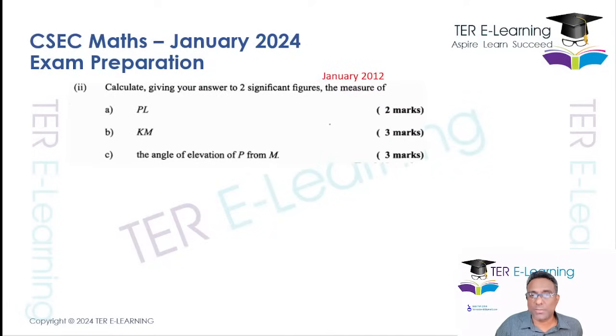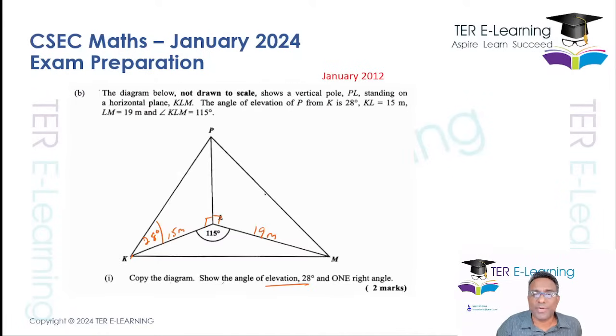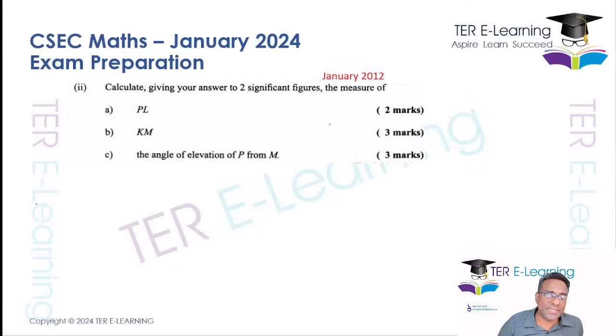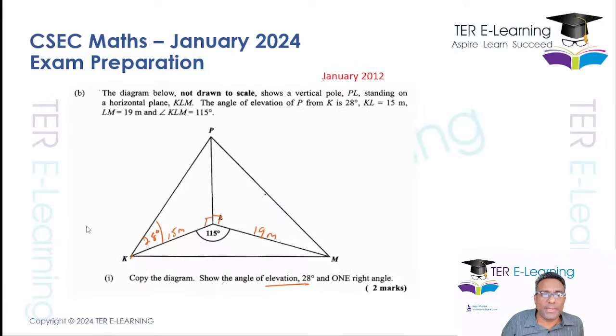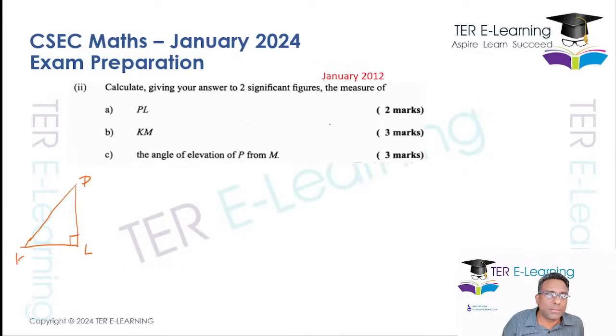Let's see what they want me to work out. They want their answers to two significant figures. They want PL and KM. So where is PL? I'm going to draw a side view of this thing. So PL and K. This is 28 degrees, and this is 15. And you want PL.